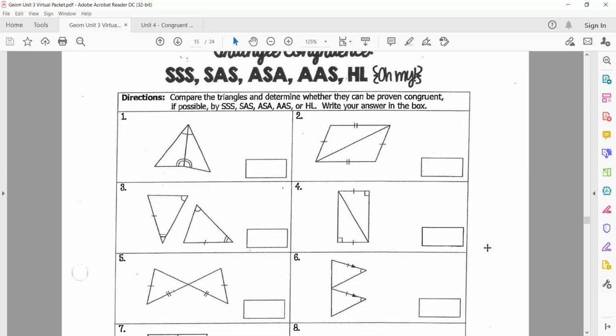Number 4 ought to be an easy one. It's the HL, isn't it? Yep, that's the hypotenuse leg. And in this case, the hypotenuse is congruent between the 2 triangles because of the reflexive property, right? Because it's shared between those 2 right triangles.